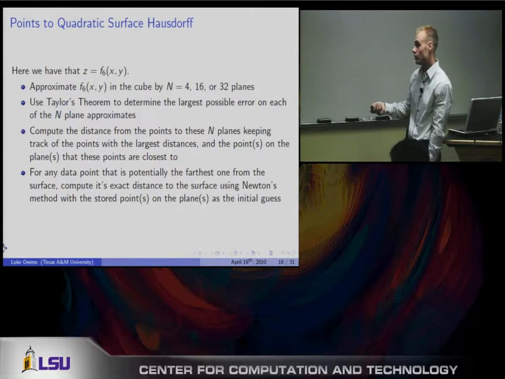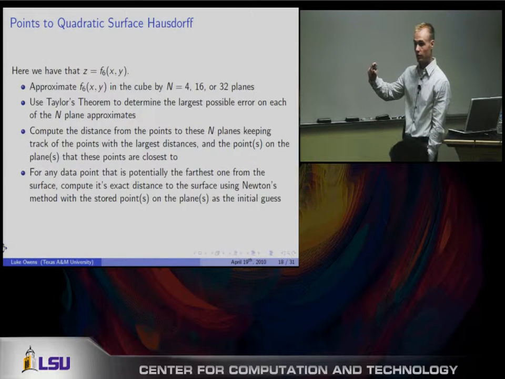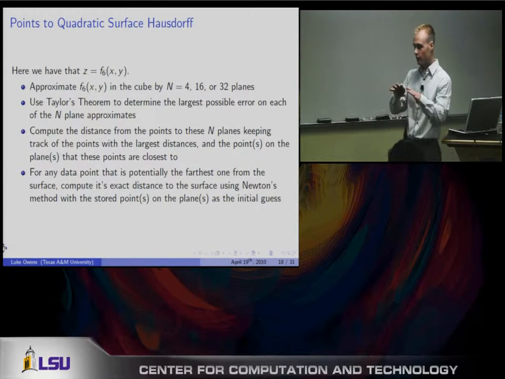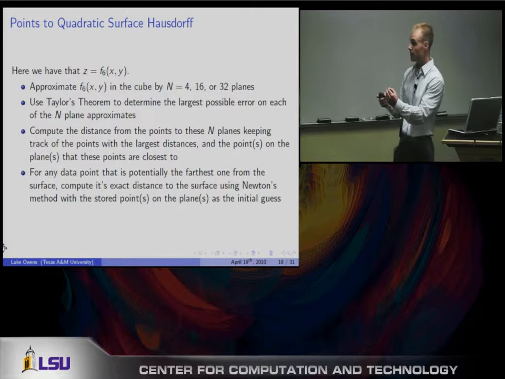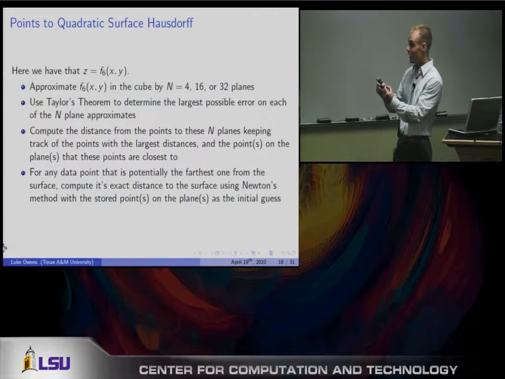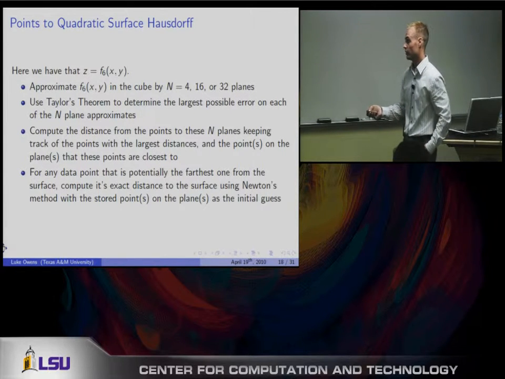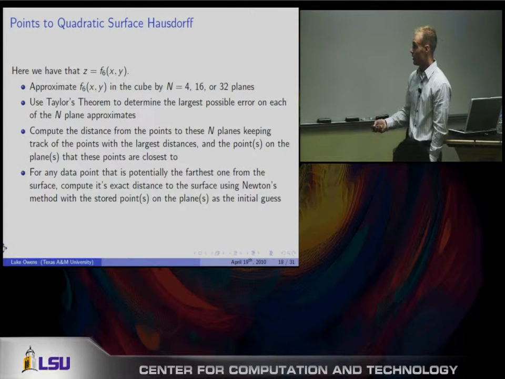We can do that using Newton's method because we already have a very good initial guess. Right? So that's the general idea. Take our quadratic, approximate with planes, compute the distance to these planes, keeping track of what point on the plane was closest. Then for the points that are potentially furthest, we do the exact computation with Newton's method with already a very good initial guess. So that's our points to quadratic surface algorithm.